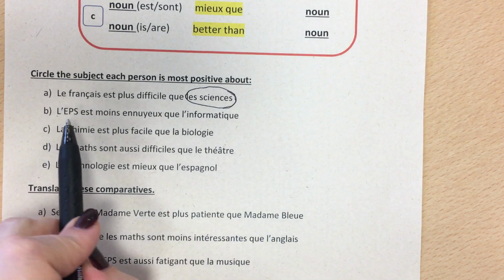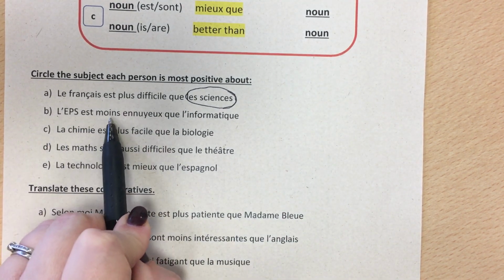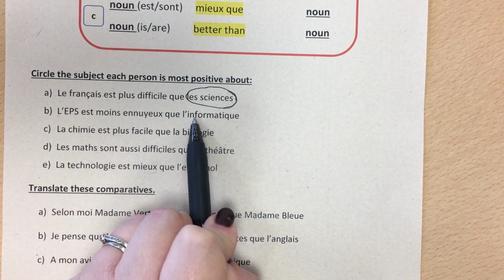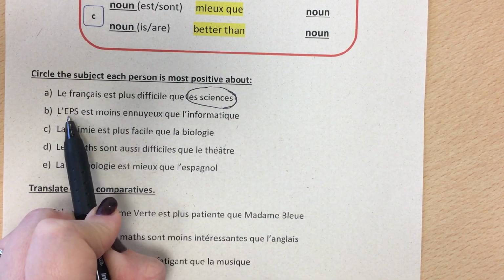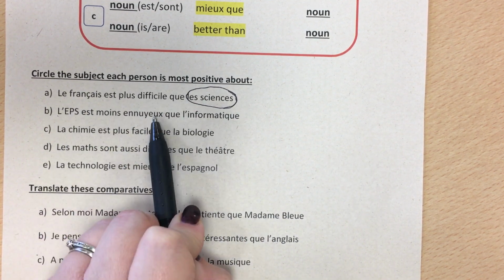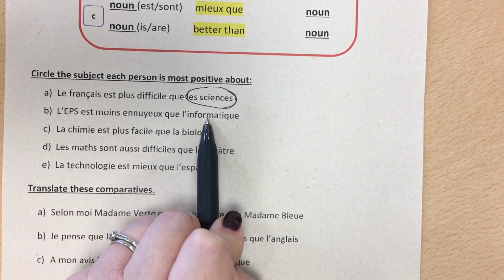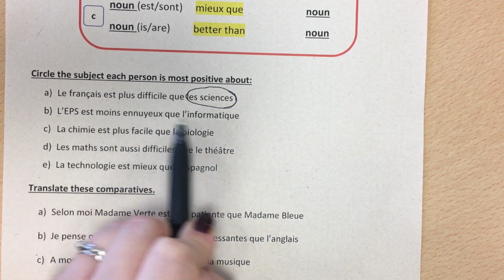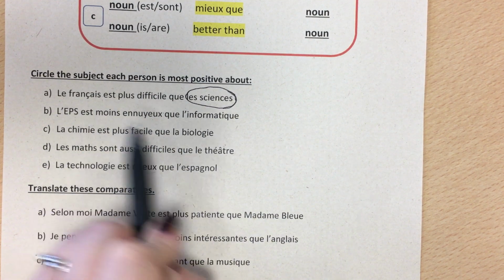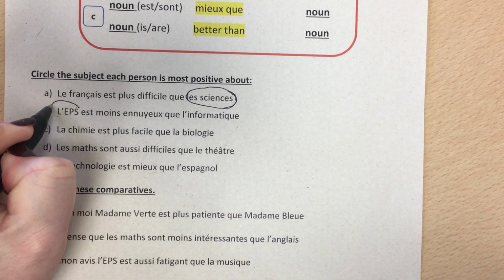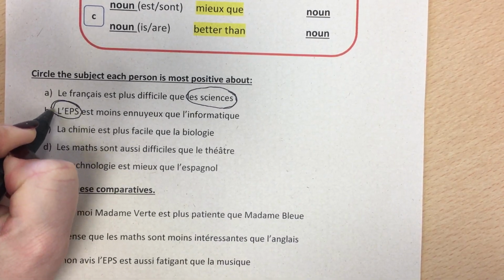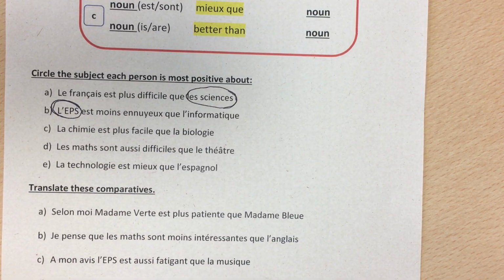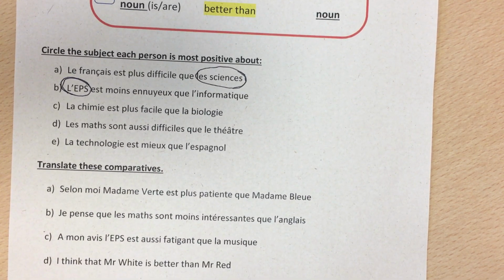How about our second example? Le PS est moins ennuyeux que l'informatique. PE is less boring than computing. So if PE is less boring than computing, computing must be more boring than PE, so PE is the subject that this person prefers. Have a look at the remaining three and then come back and check your answers.